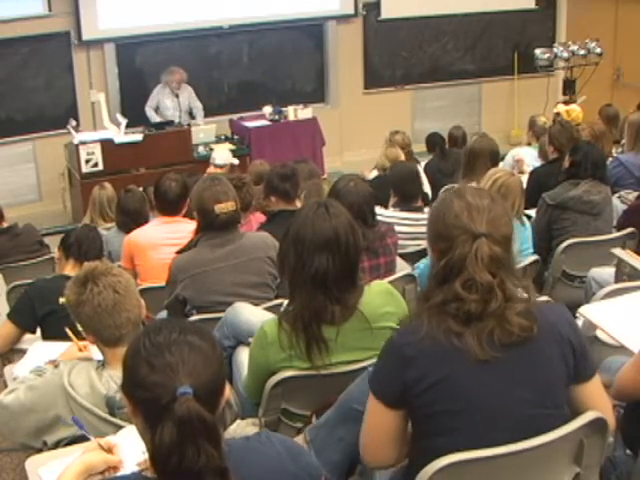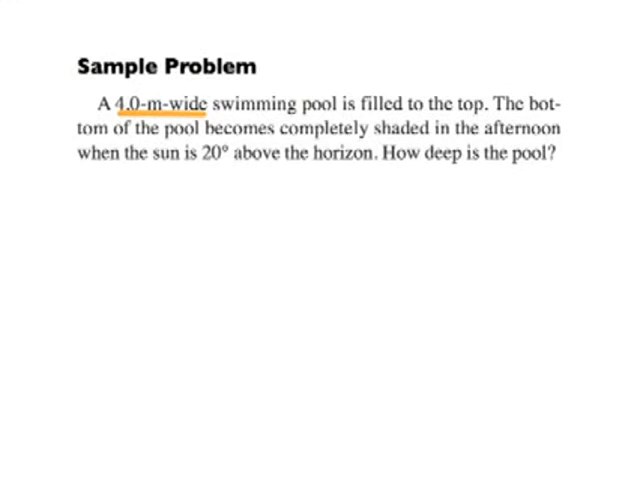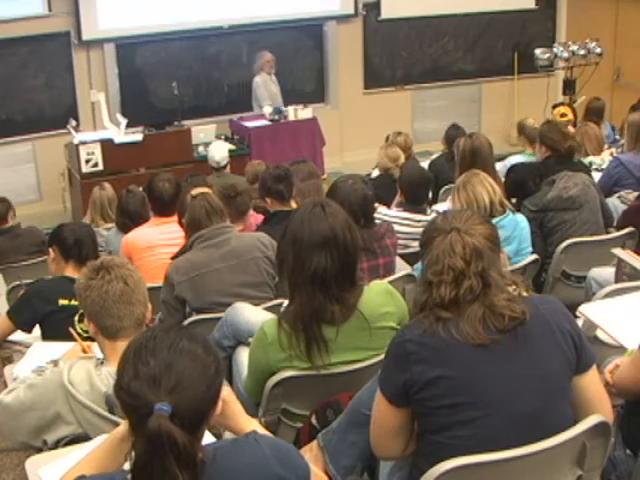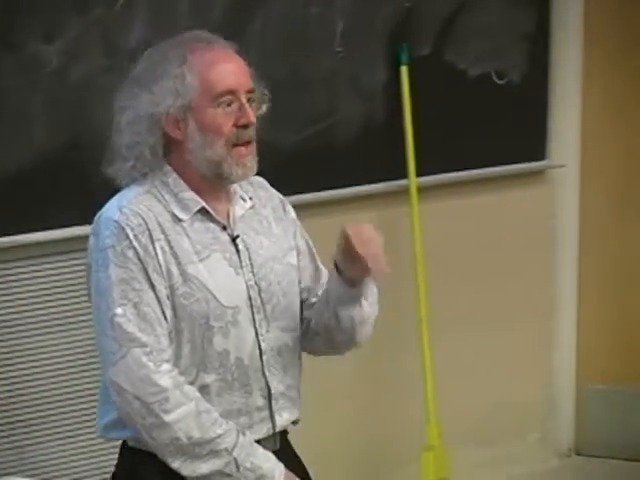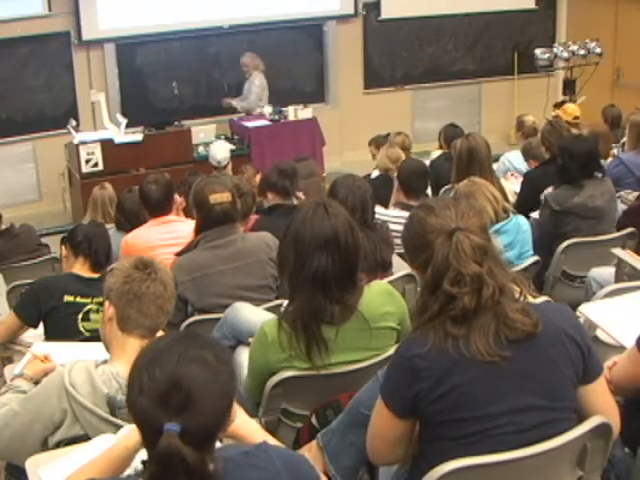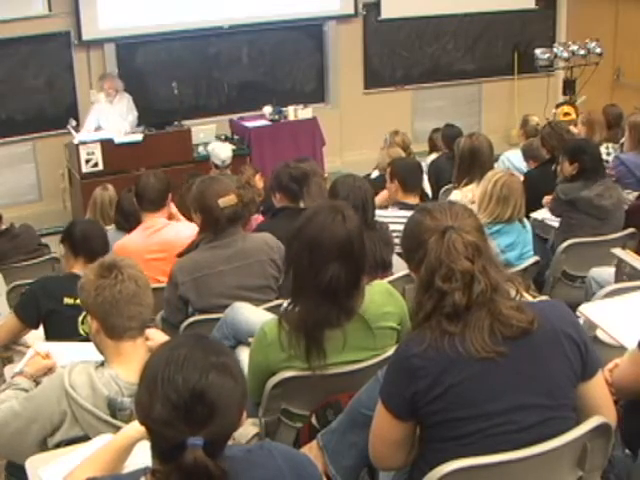For instance, look at this one right here. A 4-meter wide swimming pool is filled to the top. The bottom of the pool becomes completely shaded in the afternoon when the sun is 20 degrees above the horizon. How deep is the pool? Now you might say, the way you figure out the depth of the pool is you just talk to the homeowner and say, how deep is your swimming pool? Or if it's a public pool, you could look at the depth marker on it. Oh no, then it would involve interacting with human beings perhaps, and that is not the way of my people. There's a way to calculate this, okay? And we'll do that.